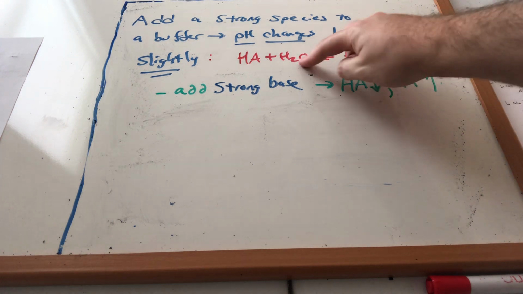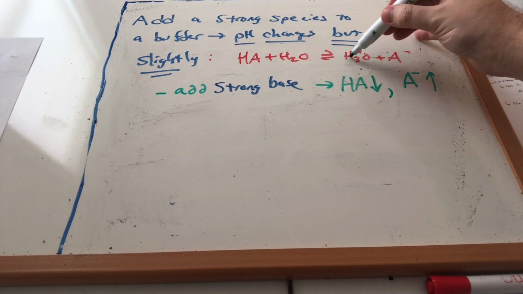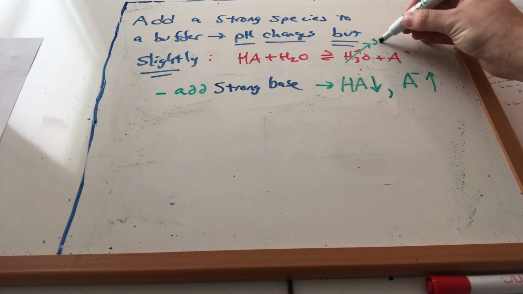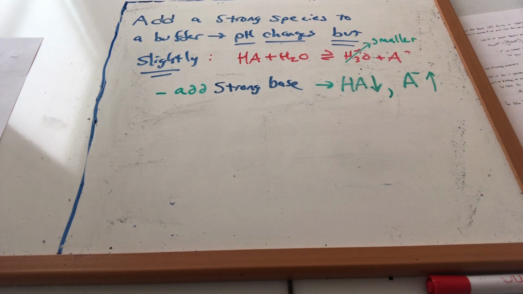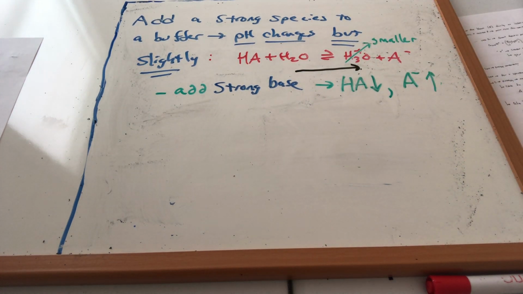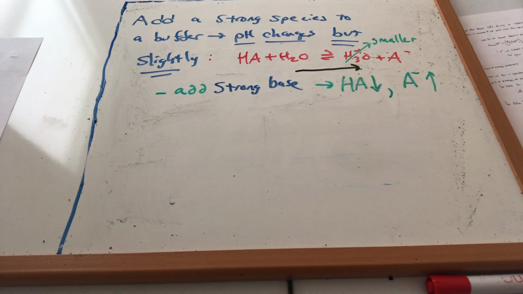Well, from a Le Chatelier's principle standpoint, if I have a strong base in there, it takes this away. And if this gets smaller, Le Chatelier's principle tells us the strong base is going to take away H3O+. So how does the equilibrium shift? The equilibrium shifts now to the product side. So what happens is you lose HA through that shift, and you make more A minus through that shift.